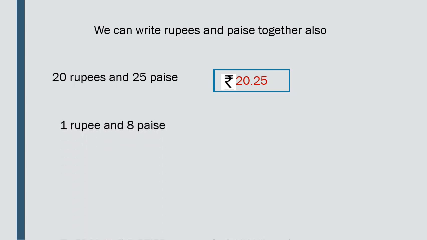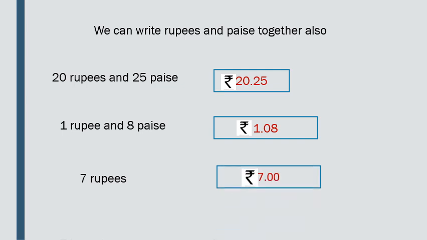Suppose if I have to write 1 rupee and 8 paise, we will write rupee 1.08. 7 rupees will be written as rupees 7.00. When paisa are not mentioned, we write 00 after the dot. When we put a dot, we do not write paise.